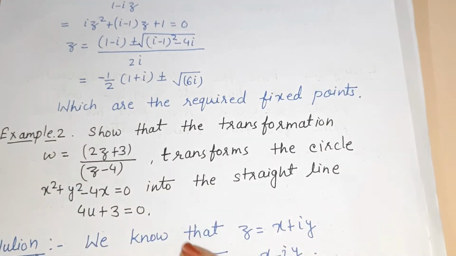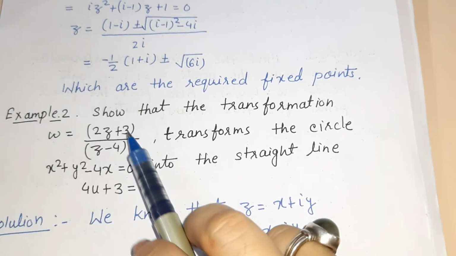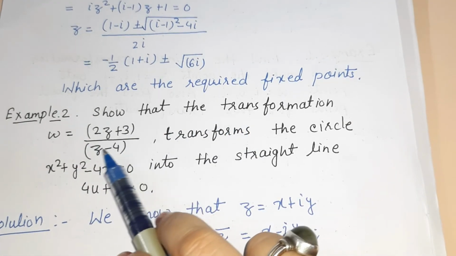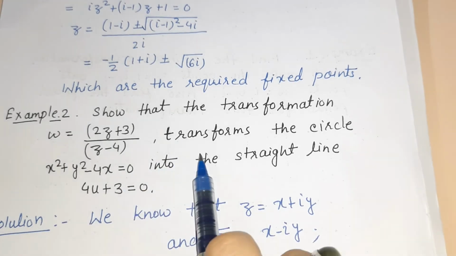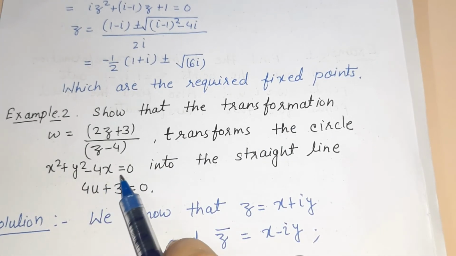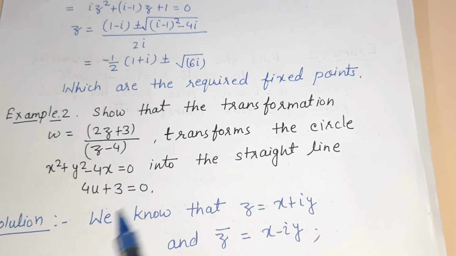Okay, now we take the second example. Show that the transformation w is equal to (2z + 3) divided by (z - 4) transforms the circle x² + y² - 4x = 0 into the straight line 4u + 3 = 0.